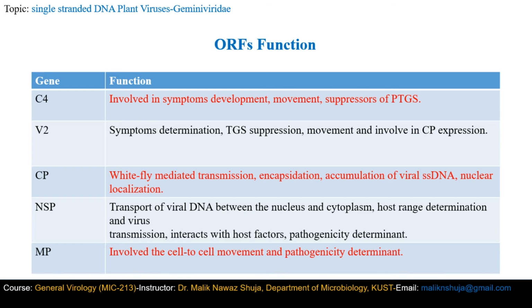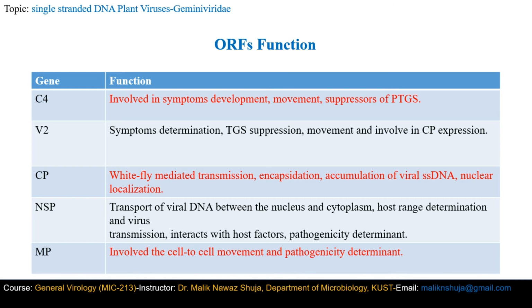Similarly, the C4 gene of the begomovirus is basically involved in symptom development. It is also involved in the movement of the virus. In the case of monopartite begomoviruses, it provides inter and intra movement to the virus, and C4 of DNA has also been reported as a post-transcriptional gene silencing suppressor. So it is involved in many types of activities.